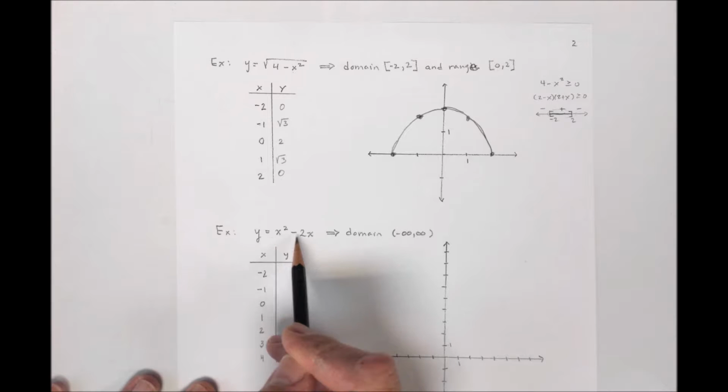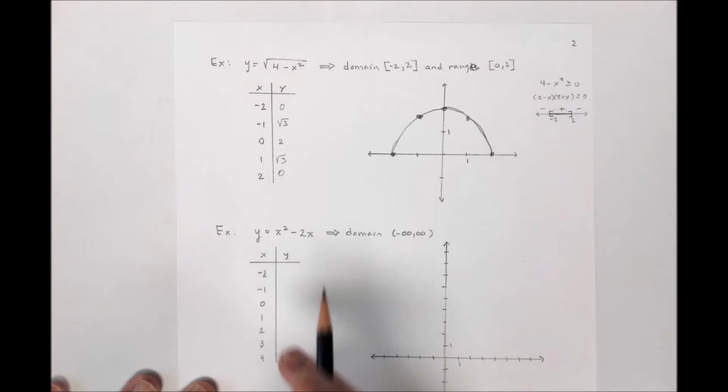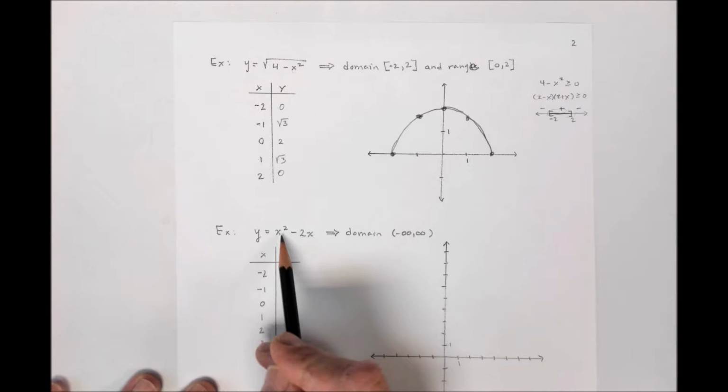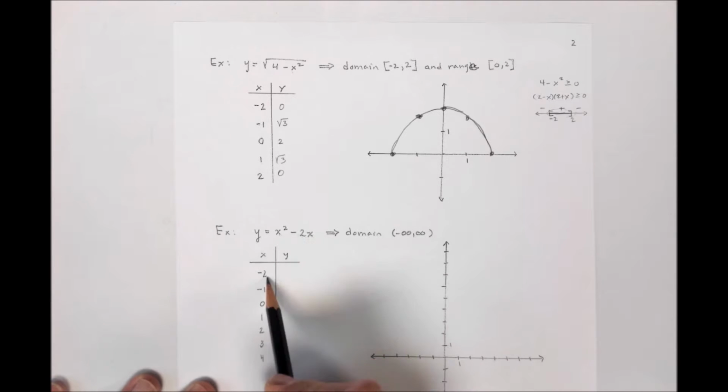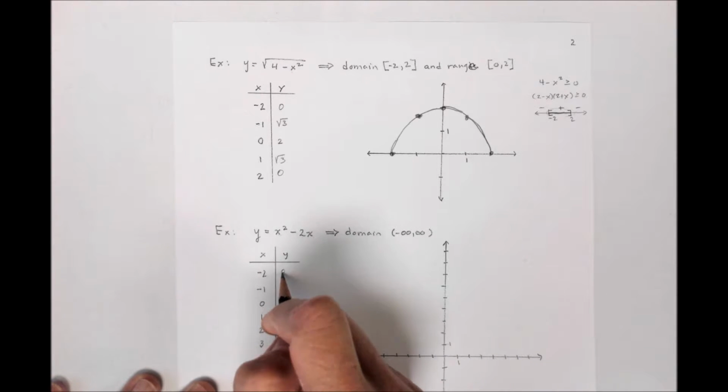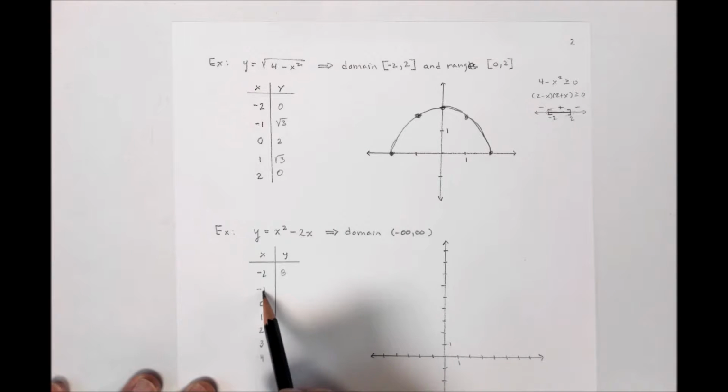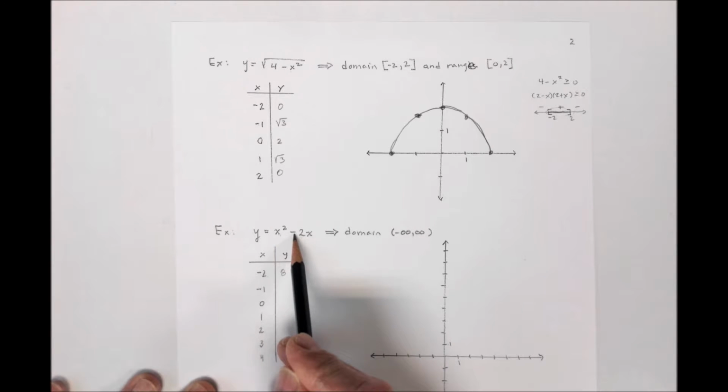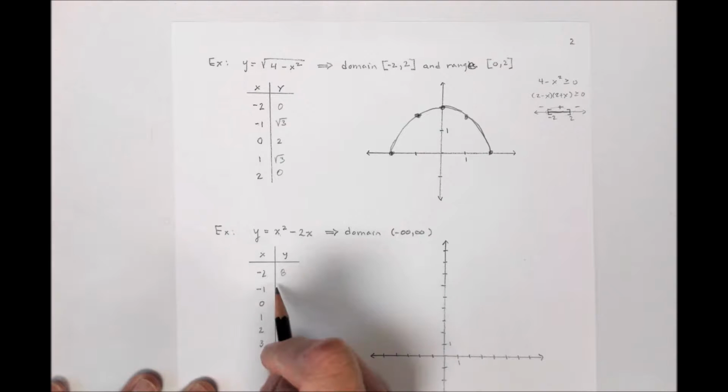-2 squared is 4 minus 2 times -2, so that's 4 plus 4, because that's going to be a plus 4 here. That's going to be an 8. I almost said 4 minus 4. And then I plug the -1 in. That's 1 minus 2 times -1 is plus 2, so that's a 3.